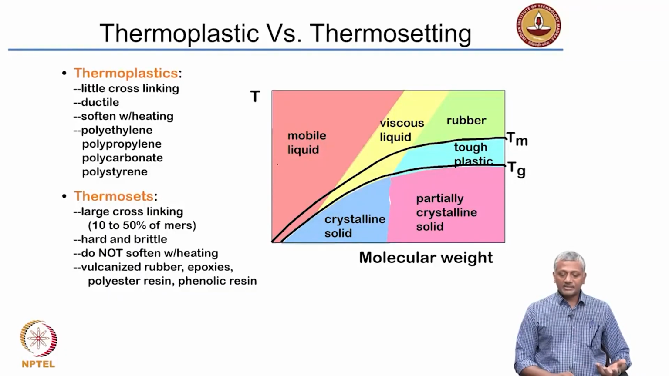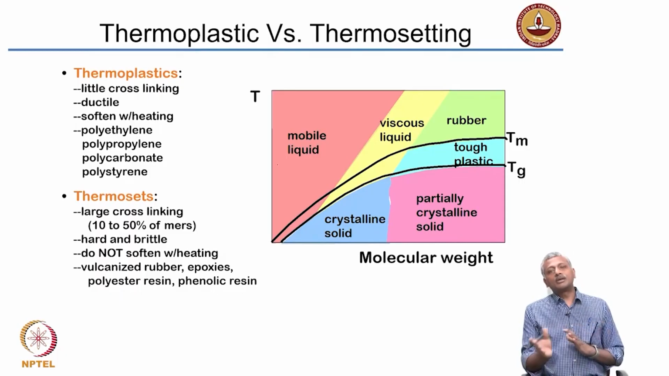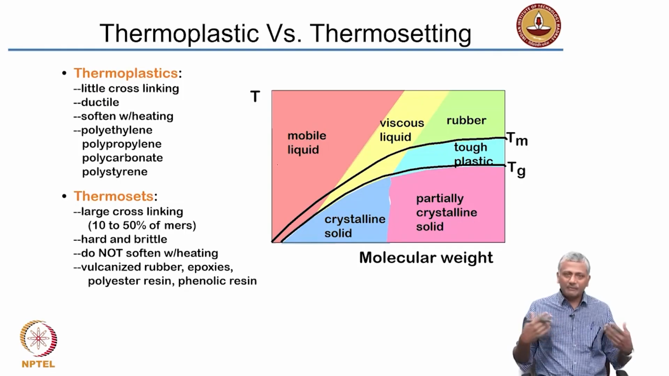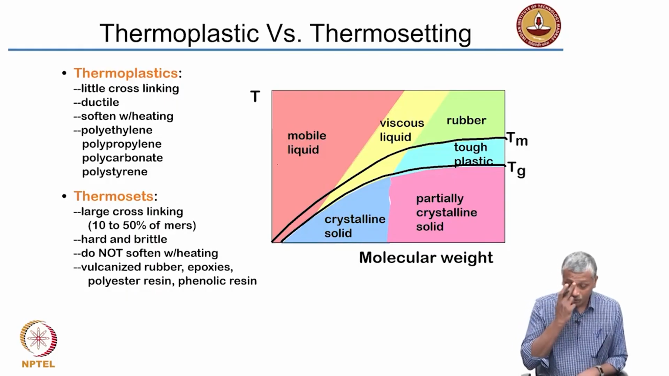Again, thermoplastic versus thermosetting. What is being shown here is how the molecular weight of the material affects the way that it responds to temperature. If you make a polymer with a very high molecular weight, a very large number of chains, you will have to significantly increase temperature to cause it to change its behavior. Okay? So, that is what is being shown here.